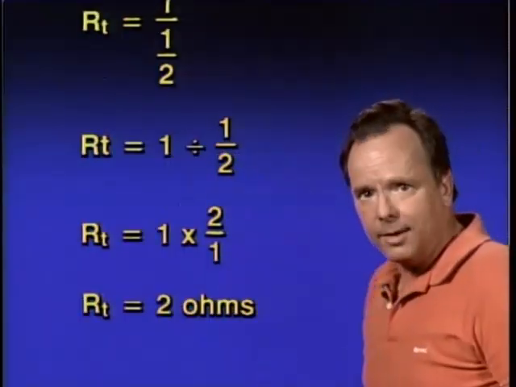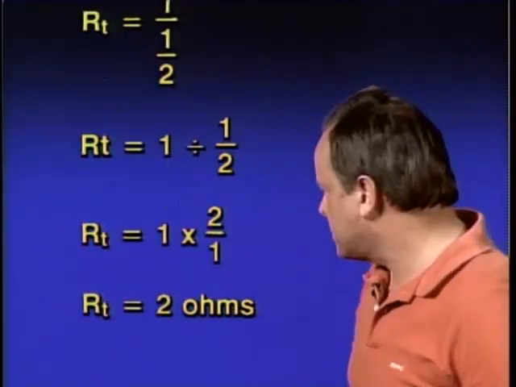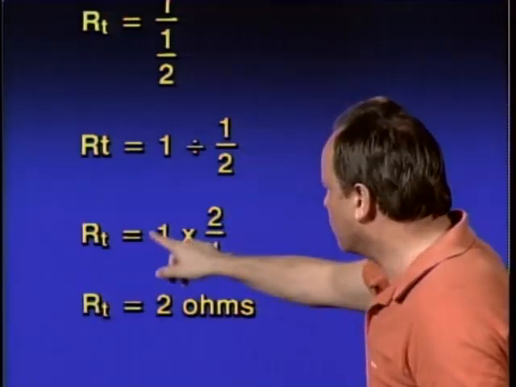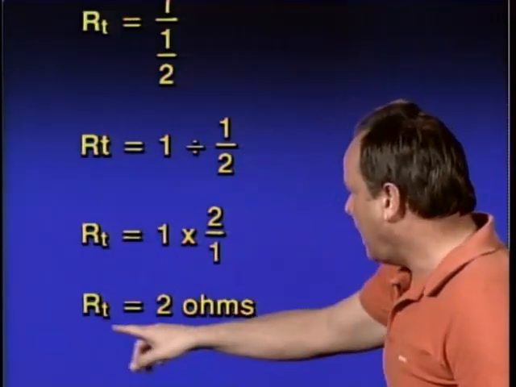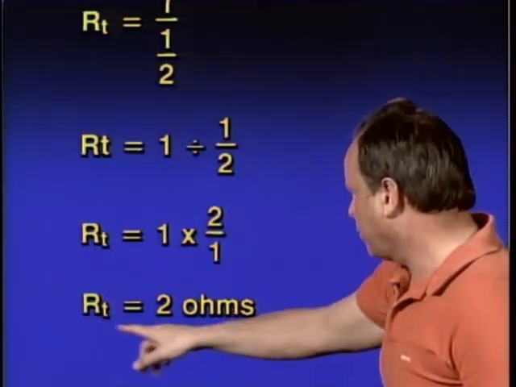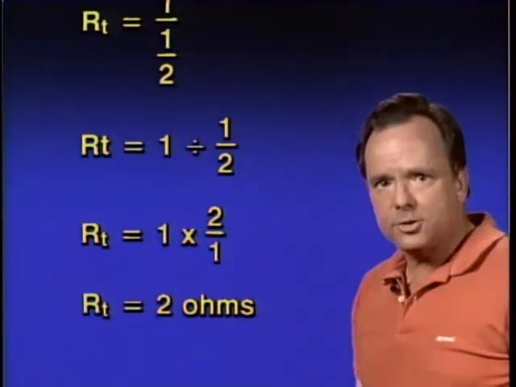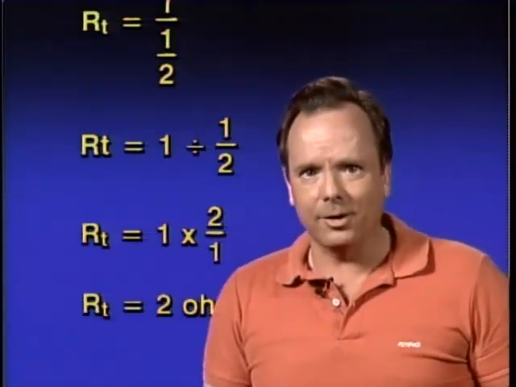It's the same thing. Now, if you want to get rid of the division sign, all you do is flip-flop this fraction. It's 1 times 2 over 1. And the resistance for those 3 resistors in parallel is 2 ohms. Now let's go back and look at the drawing again and see where we go from here.